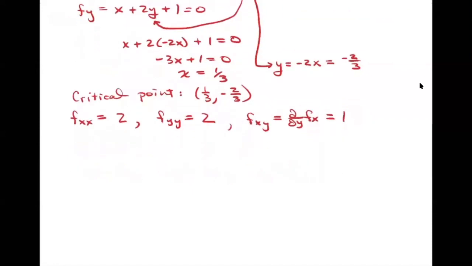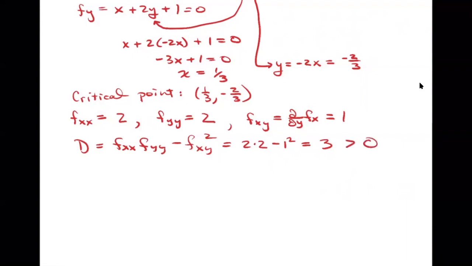Okay, then D is fxx fyy minus fxy squared. These are all constants, which is actually super nice. So this is 2 times 2 minus 1 squared. So that's going to be 3, right? That's greater than 0. Got it. Any questions?